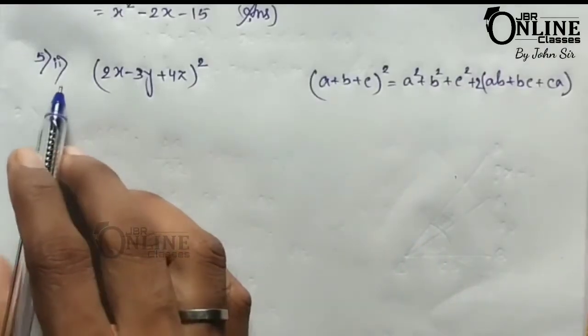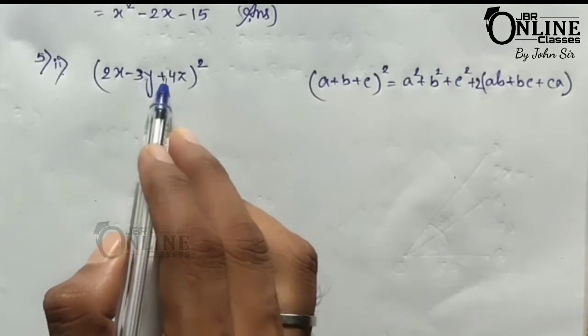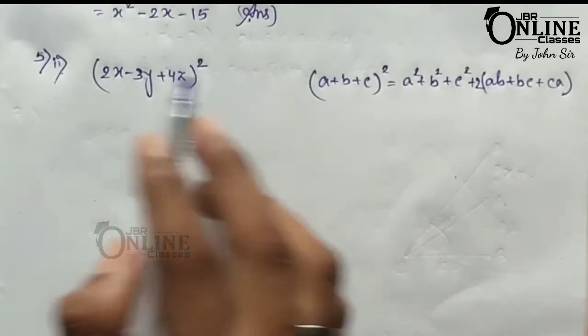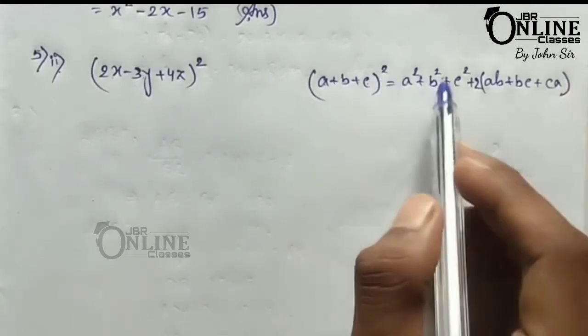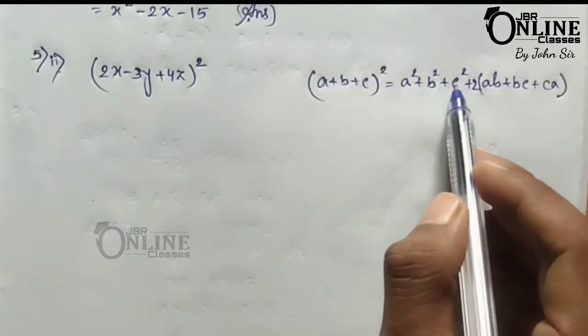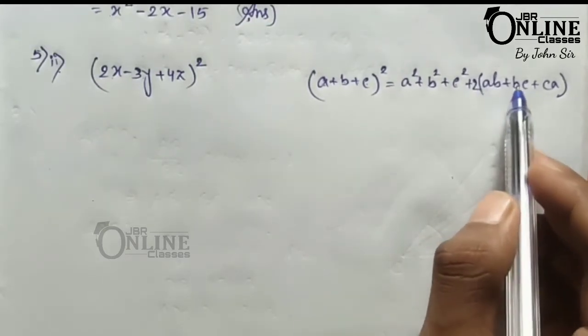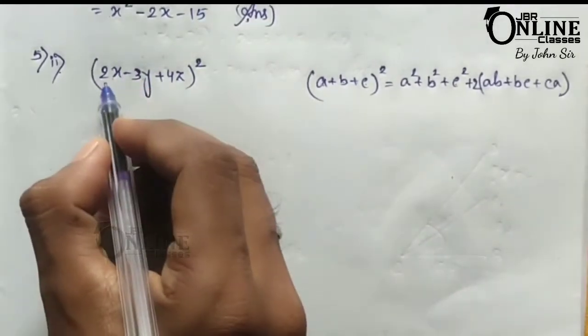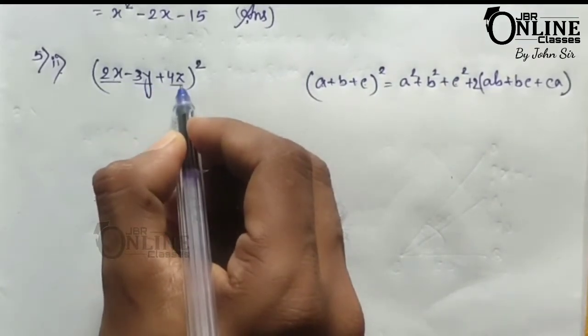Now sum number 5, sum number 5, 2. So here (2x - 3y + 4z) whole square. Here we can apply this formula (a + b + c) whole square. The formula is a square plus b square plus c square plus 2 into, in bracket, ab plus bc plus ca. That means here 2x equals a, 3y equals b, and 4z equals c.